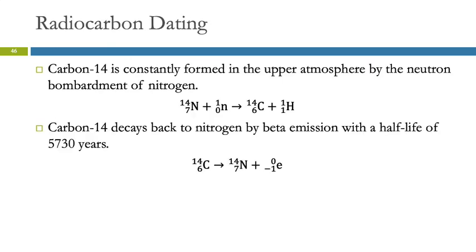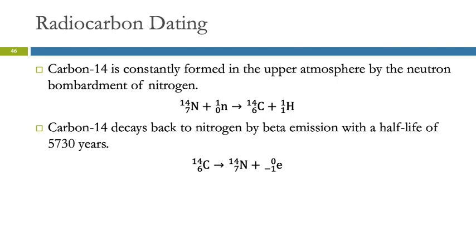So how does this work? Carbon-14 is always being formed in the upper atmosphere. There's a lot of radiation coming from the sun and outer space, mostly from the sun. And so we've got neutrons showering down, right? They don't get all the way to Earth because we have our layer of protective gases. But this is one of the things that stops those neutrons. The nitrogen is bombarded and gets converted to carbon-14 and a hydrogen atom.